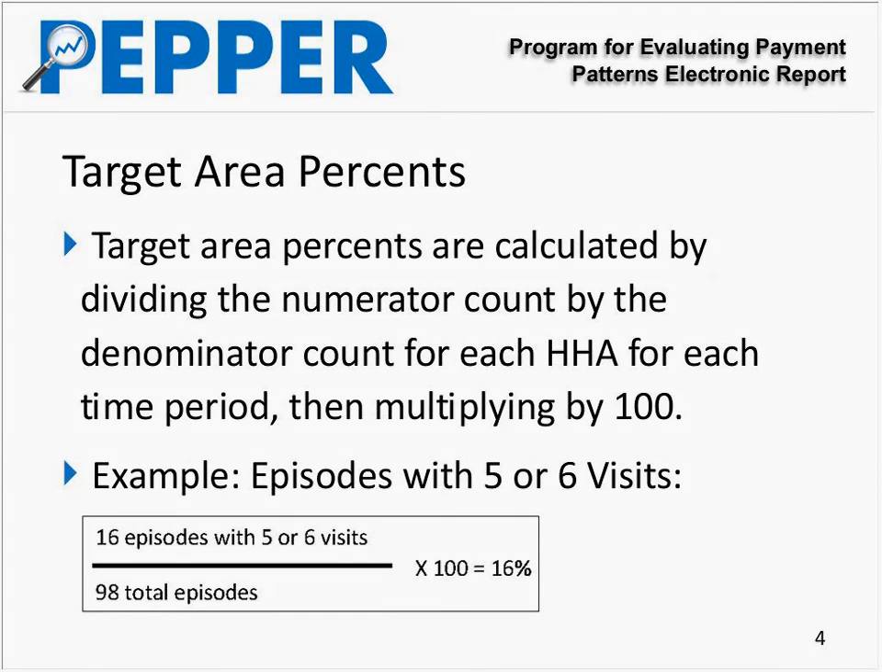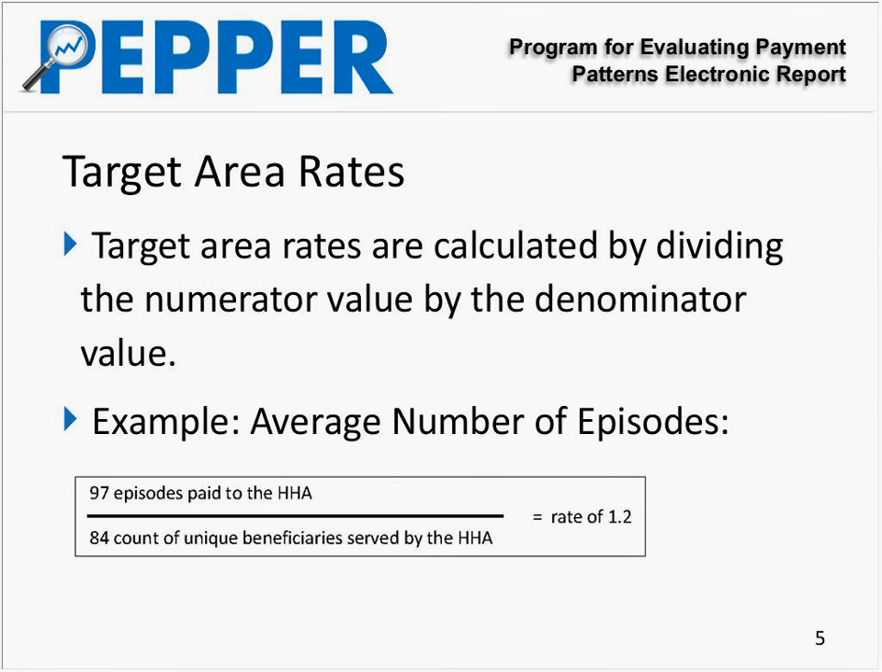Before I talk about percentiles, though, let me cover target area rates. We calculate target area rates instead of percent for two target areas, which are the average case mix and the average number of episodes target area. We calculate rates when the unit of measure in the numerator is different from that in the denominator.